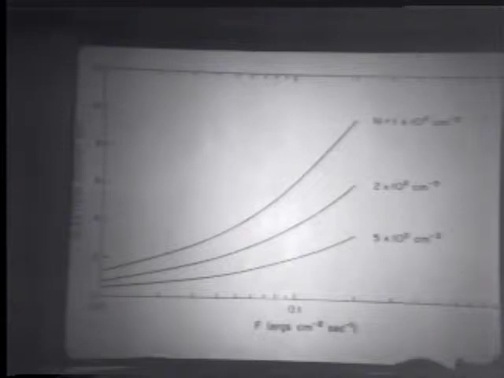I have these figures here, and so I think I'll go to these instead of looking at the board.